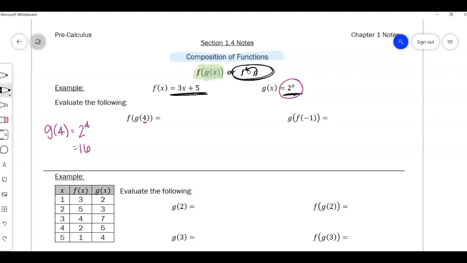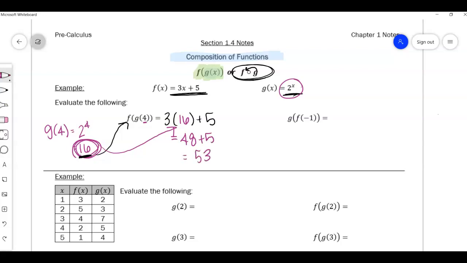From here, we're going to take this 16 and plug it into f. So I'm just going to copy down this linear function, and instead of the x, I'm going to leave an empty set of parentheses. And again, we're going to take our output for g, plug it into f of x in place of x. Now we simplify. 3 times 16 is 48, plus 5 will end up giving us 53. So at the very beginning, we plugged in 4. At the very end, our final output of f of g of 4 is 53.